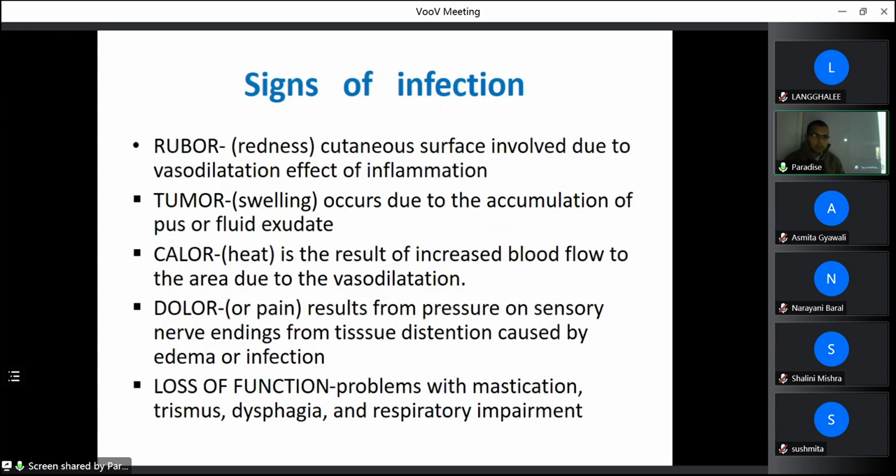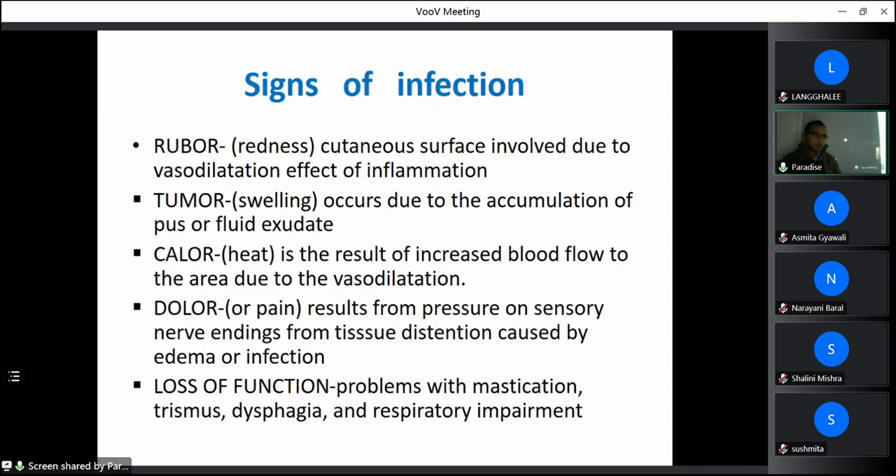So the signs of infection are: rubor, or redness, due to cutaneous surface involvement from the vasodilation effect of inflammation. Tumor, or swelling, occurs due to accumulation of pus or fluid exudate. Calor, or heat, is the result of increased blood flow to the area due to vasodilation. These are all features of inflammation.